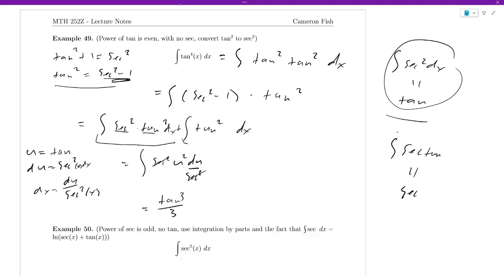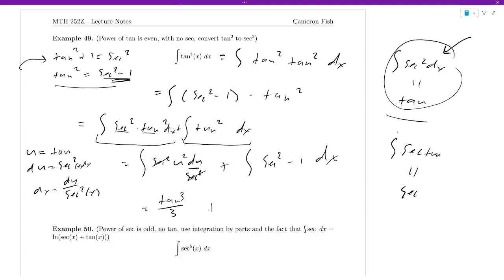For the second integral, at first it looks a little bit mysterious. Integral tan squared, how do I do that? Like, I know the integral of secant squared, but I don't know the derivative of tan squared. Well, remember, we can always translate between secant squareds and tan squareds, just like you can translate between cosine squareds and sine squareds. The integral of tan squared is the same as the integral of secant squared minus 1, because that's what tangent squared is.